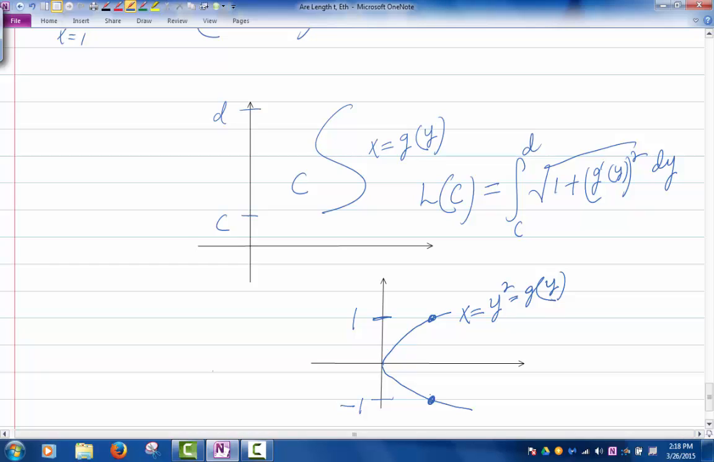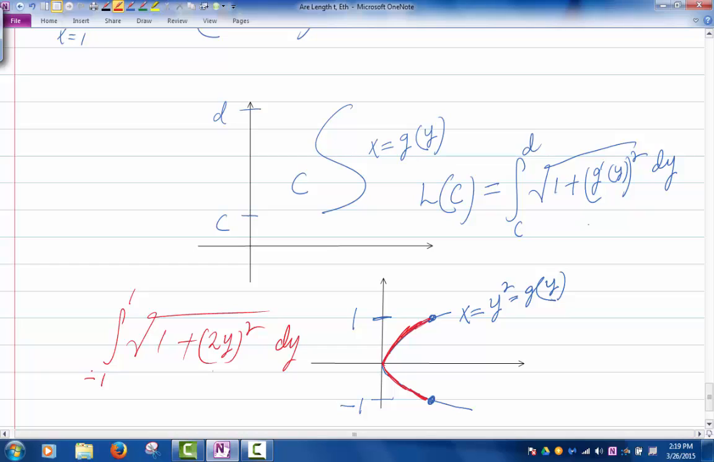So what's the length of, let's say, the red part of the parabola? That's what I want to know. And for the length of the red part here, y is going from -1 to positive 1. I take the square root and I get 1 plus, and I take the derivative of x with respect to y, and the derivative of x with respect to y is what? 2y, right? That's the derivative of x.